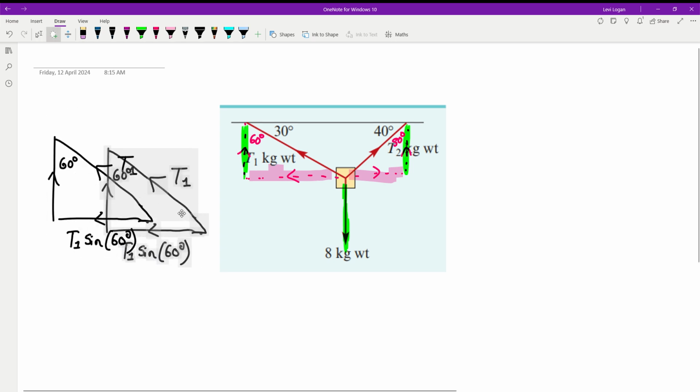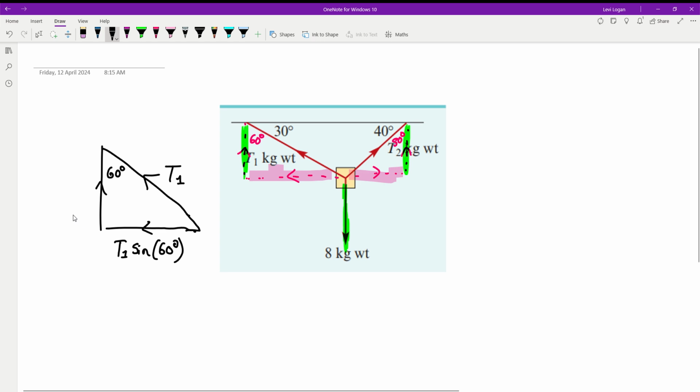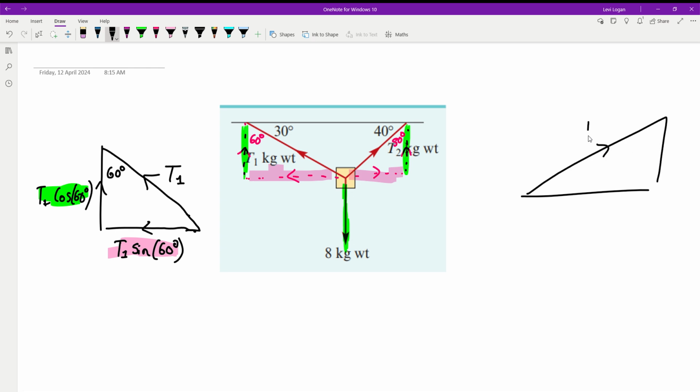And then we can move this guy here. This is going to be the adjacent. So this will be T1 cos of 60 degrees. Okay. And you can see this is the corresponding green component here, and this is the corresponding pink component here. Same thing can be done over here, except we have this triangle here. So we have, this is T2, this is 50 degrees, this is a right angle.